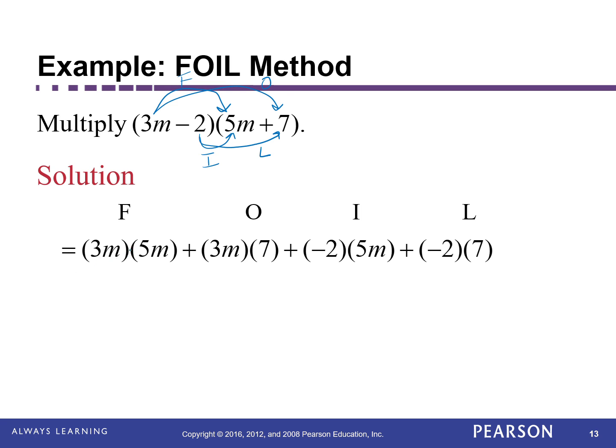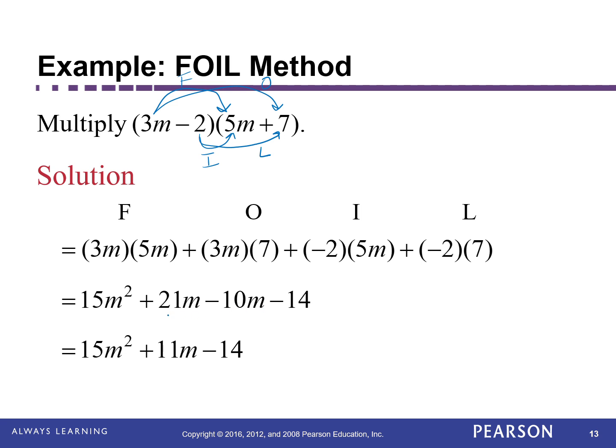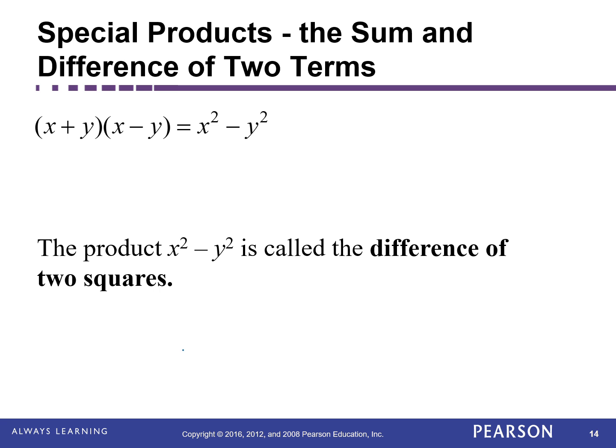Okay. So now we're just looking at 3m times 5m. That's 15m squared. We're looking at 3m times 7. That's 21m. We're looking at negative 2 times 5m, which is negative 10m. And we're looking at negative 2 times 7, which is negative 14. We can combine these two middle terms here. Our 21m minus 10m gives us positive 11m. So our simplification here is 15m squared plus 11m minus 14. And we have FOILed this out and simplified.